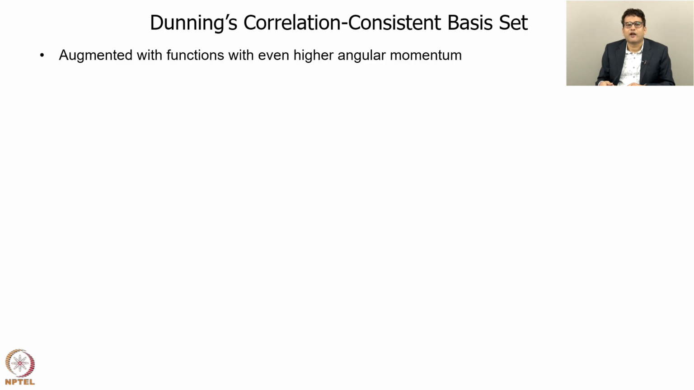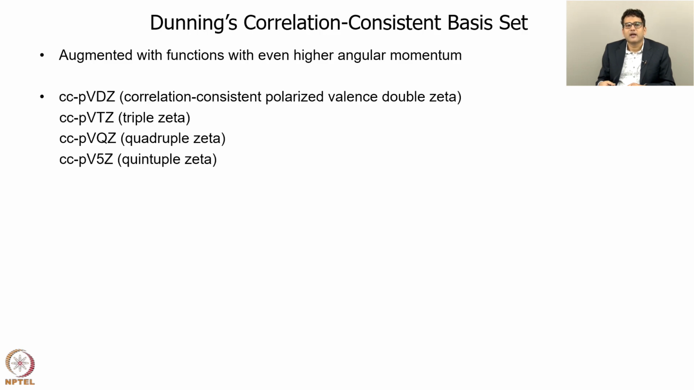Now, these basis sets are augmented with functions with even higher angular momentum. So, in Pople kind of basis set, when I was putting the polarization function, they are generally one angular momentum higher, but here you put even higher angular momentum basis functions. They are like cc-pVDZ, cc-pVTZ, cc-pVQZ. This is how the nomenclature is. Just look at the form of how they are written.